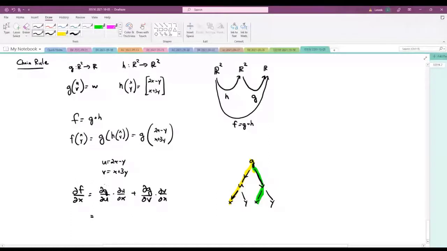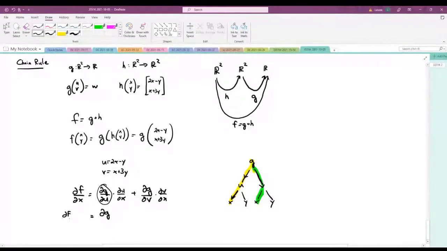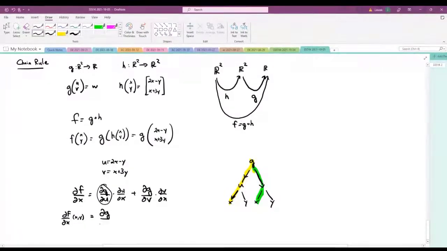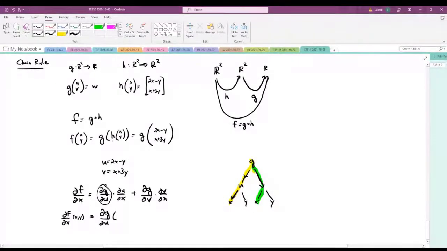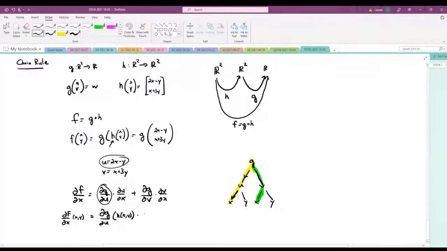I don't know what g is, so the best I can write, let's be more specific, this is the derivative of f with respect to x at a point. This is the derivative of g with respect to u, but not at u, v, but rather at h of x and y. And then times the derivative of u with respect to x, which you can compute directly, it's just 2.